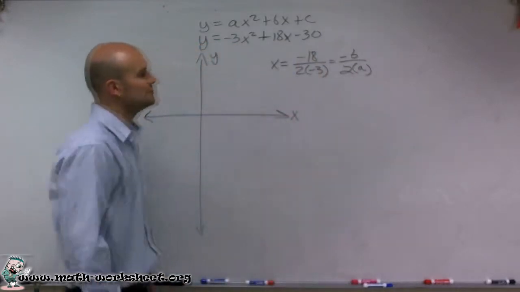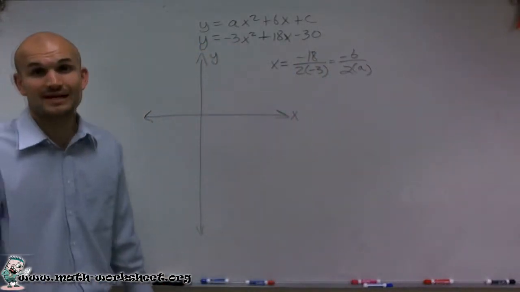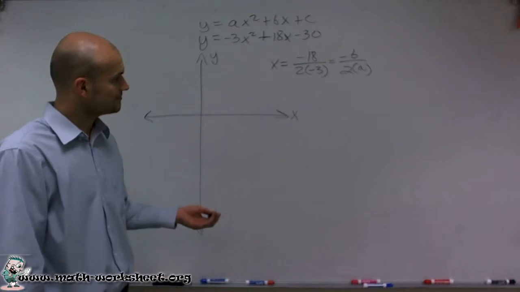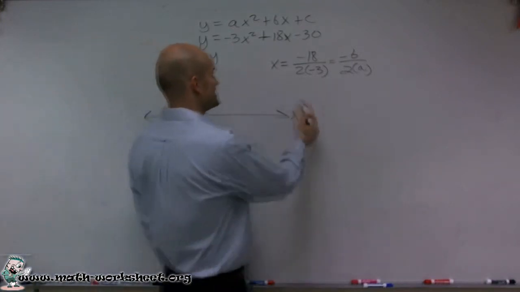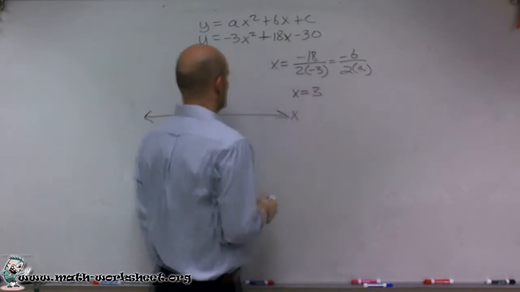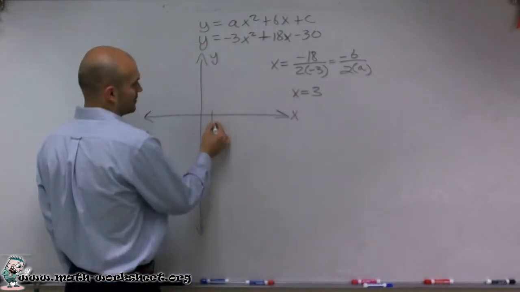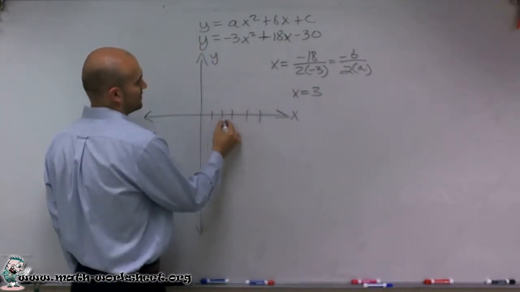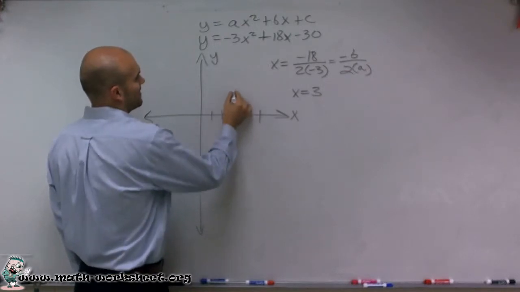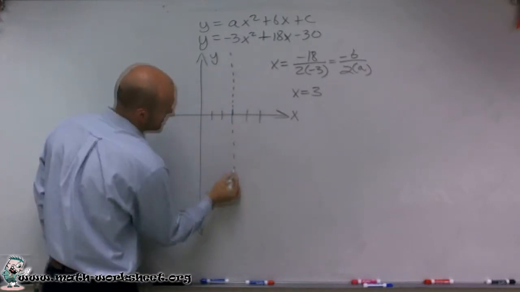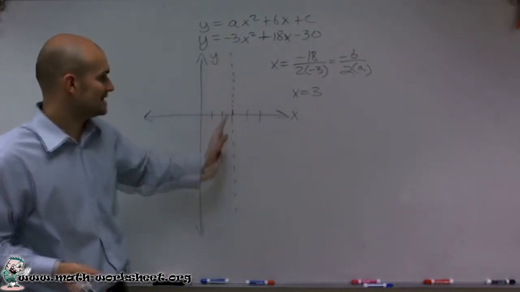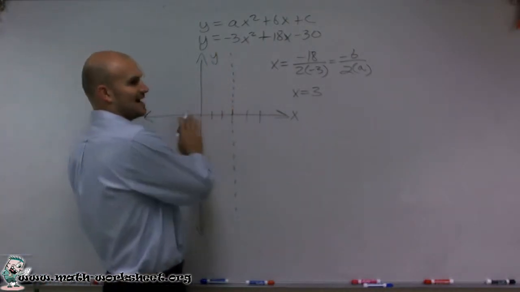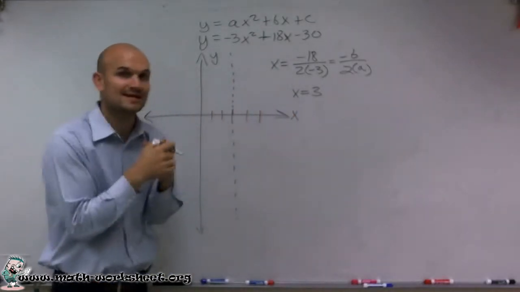All right, so I have negative 18 divided by 2 times negative 3, which is negative 6. Negative 18 divided by negative 6 equals 3, so x equals 3. So when we look at that, I'm going to go 1, 2, 3, 4, 5. So at 3, I have a line of symmetry. That means my parabola is going to be symmetric about this line. Meaning whatever's on the left side of this line, I can kind of flip over, and that's going to be on the right side of the line.